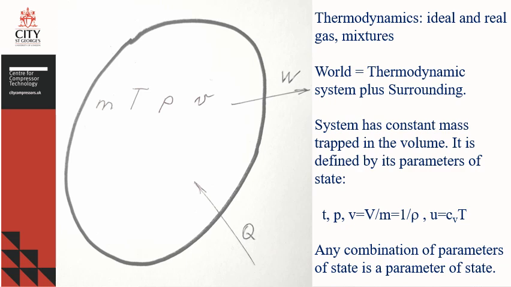Temperature T, pressure P, specific volume v, which is the system volume V divided by the mass m, as well as any other combination of the state properties like, for example, specific internal energy, which is a product of the specific heat at constant volume and absolute temperature T, then specific enthalpy, specific entropy. You will immediately recognize that the specific volume is a reciprocal of density.